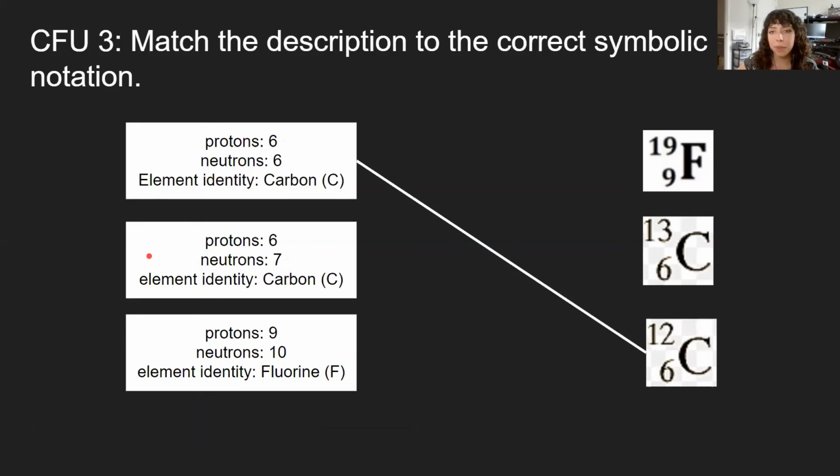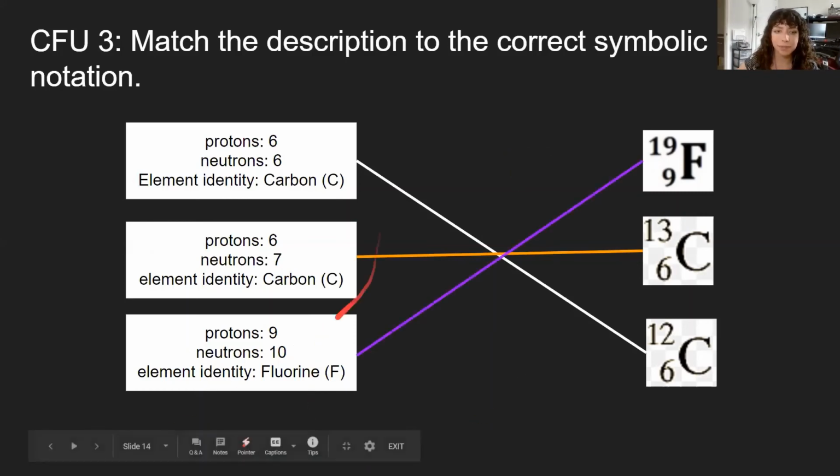I'm going to do the same thing. Protons 6, neutrons 7. 6 plus 7 is 13. That's got to be that one. Finally, our protons are 9, neutrons 10. 9 has to be on the bottom. 10 has to be not on top. 10 plus 9 is on top. So that has got to be our answer.